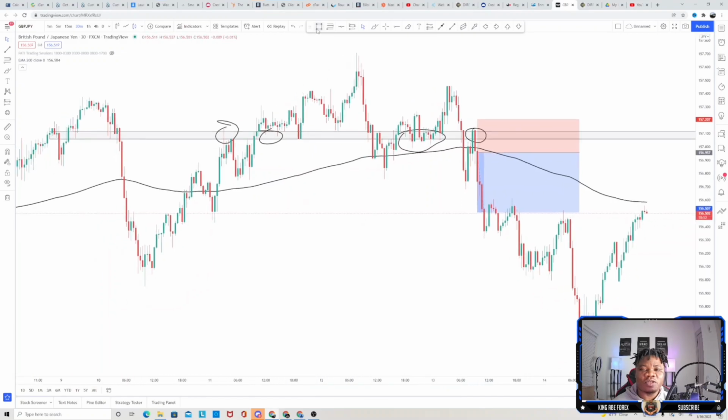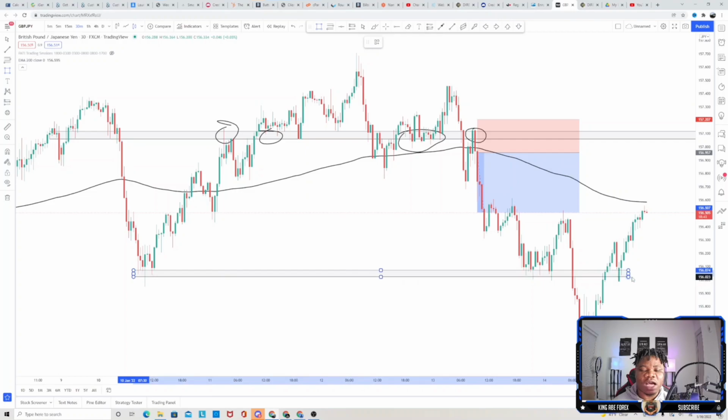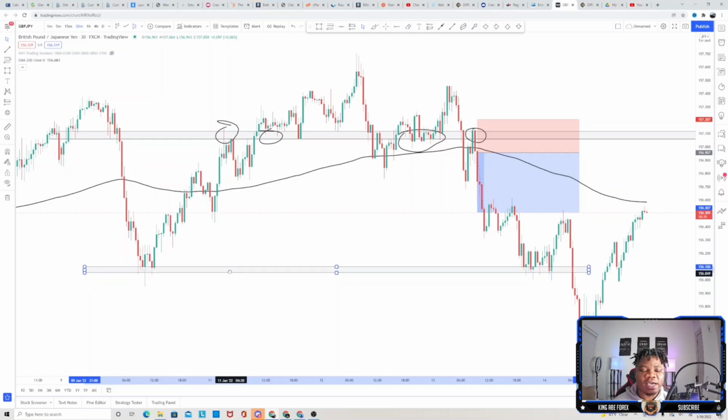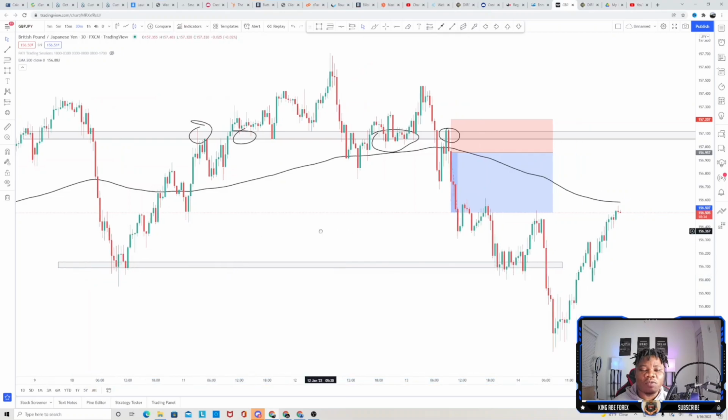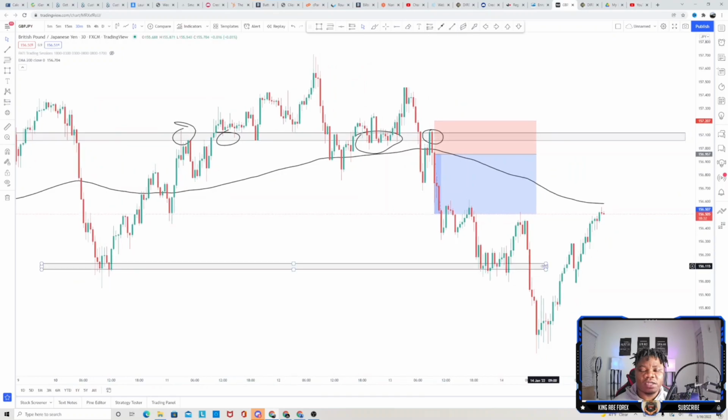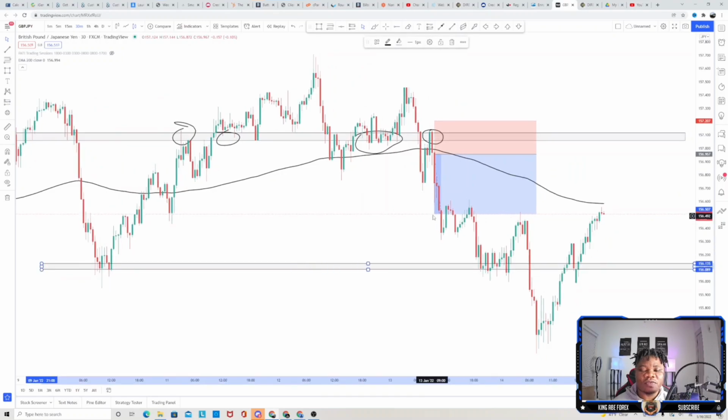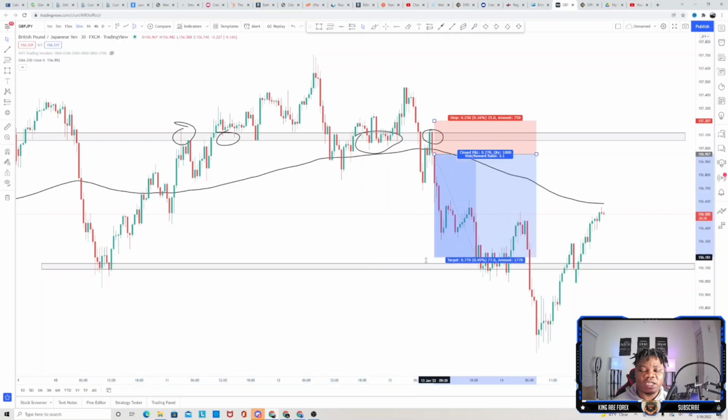Now for our take profit, what I have to do is look to the left hand side and look for where we have the next rejection, which is going to be our support zone. In this case, we have our support zone right over here. This is going to be our take profit target, all the way here, and we're looking at 86 pips for our take profit.